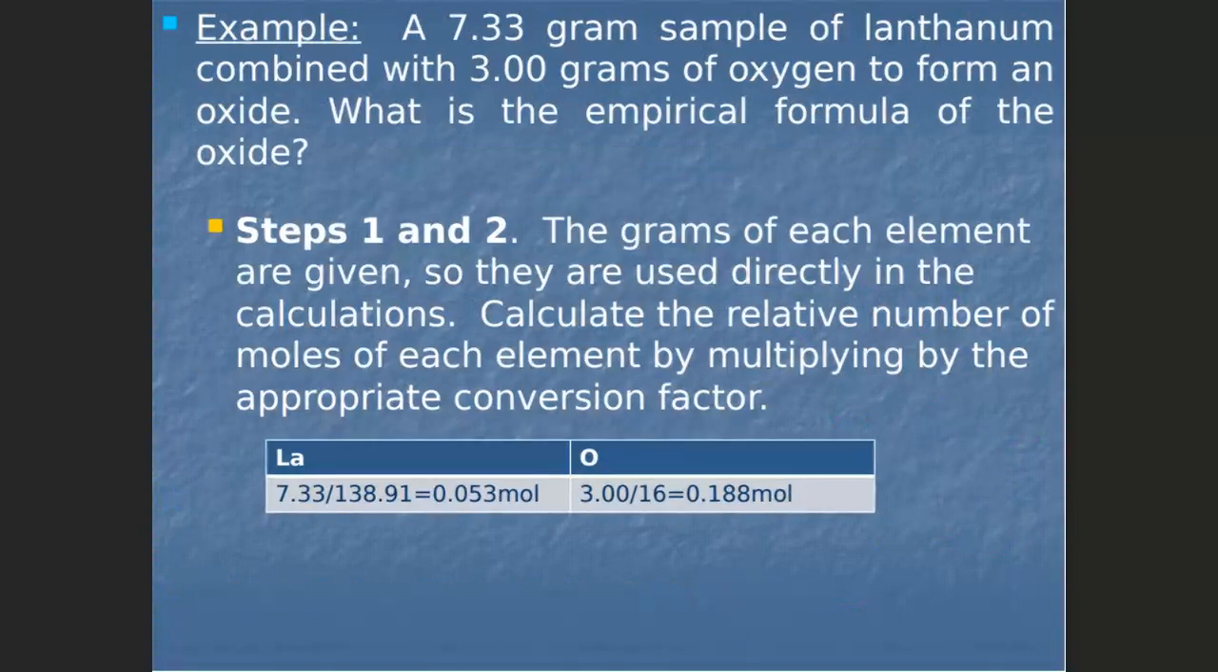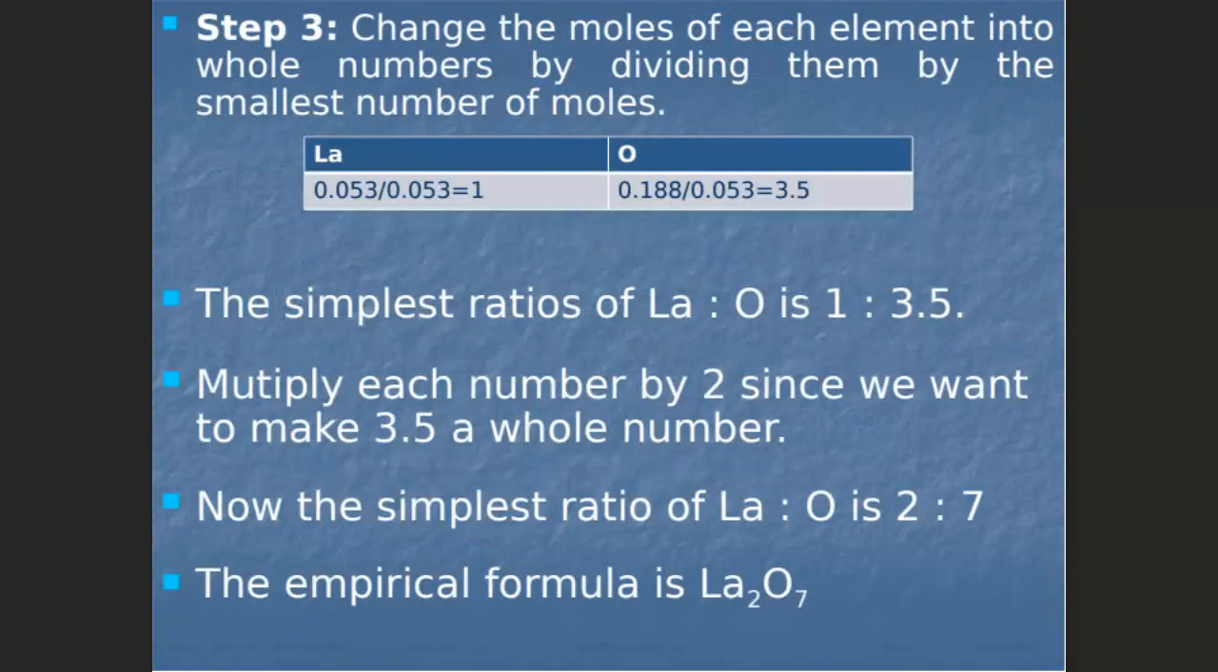Here is another example. A 7.33 gram sample of lanthanum combined with 3 gram of oxygen to form an oxide. What is the empirical formula of the oxide? We will do the same. We already have gram, so we don't need to do step 1. We will do the mole calculation, and then choose the smallest mole number and divide each mole of element, like lanthanum and oxygen. We will find the whole number ratio.